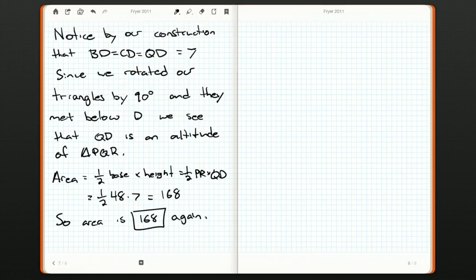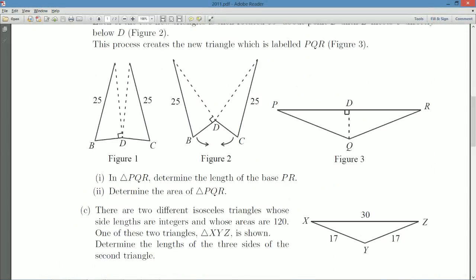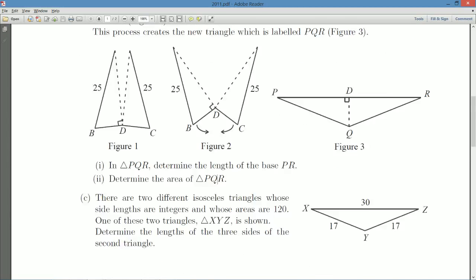Like I said, you can do it this calculation way, or you could argue that we haven't gotten rid of or added any area, we just sort of rearranged it to make our new triangle. I think that's a perfectly valid way of doing it. Okay, so that's B part. We got those two sub-questions done.